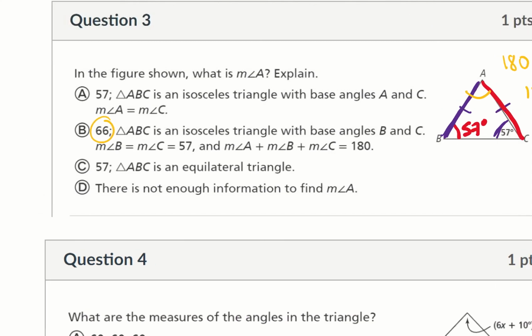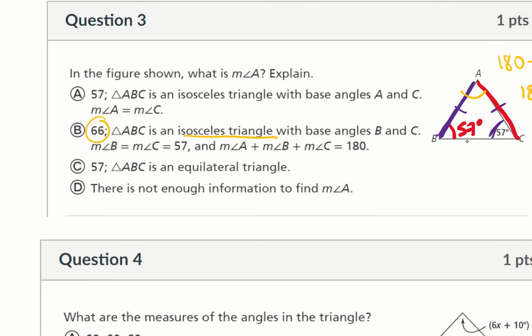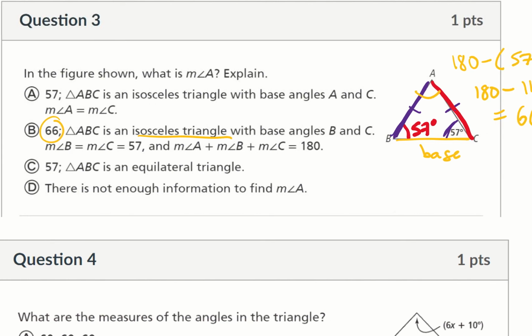Triangle ABC is an isosceles triangle. That is correct, with base angles B and C. This is your base. Your base is basically opposite of the apex. This is the apex or the vertex. Sometimes we call it the vertex, or sometimes we call it the apex. But this is the vertex.